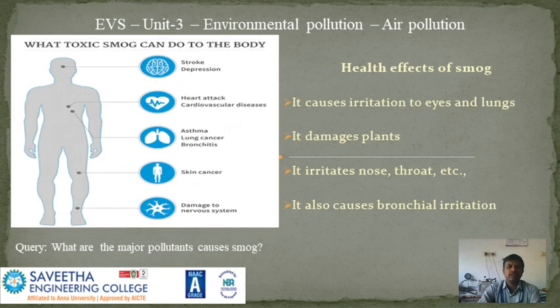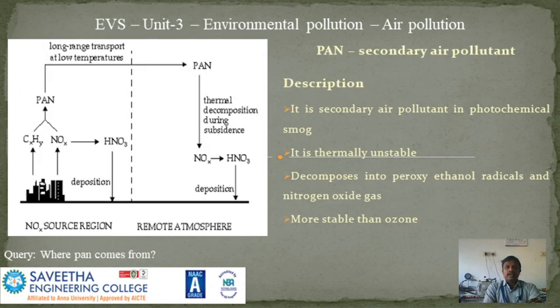And what are the health effects of smog? It causes irritation to eyes and lungs. It damages plants. It irritates the nose, throat, etc. It also causes bronchial irritation. And the next one we are going to see is PAN, peroxyacetyl nitrate, which is a secondary air pollutant in photochemical smog. It is thermally unstable, decomposes into peroxyacetyl radicals and nitrogen dioxide gas, and is more stable than ozone.